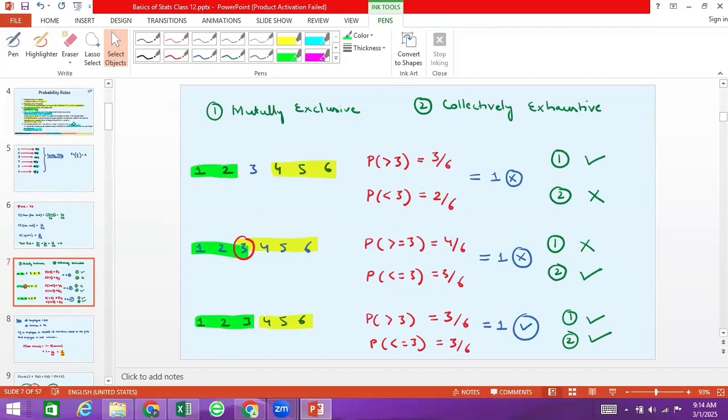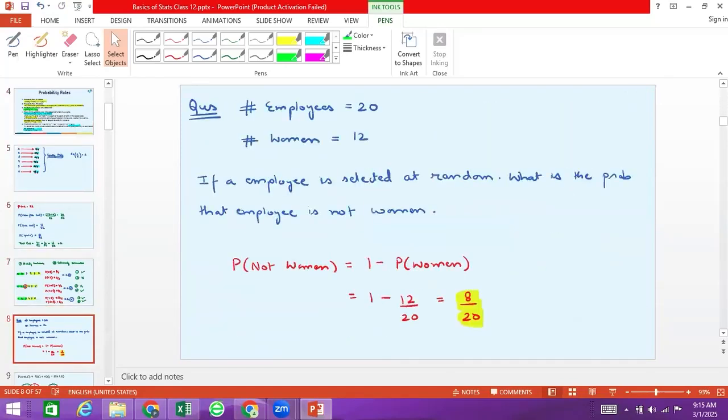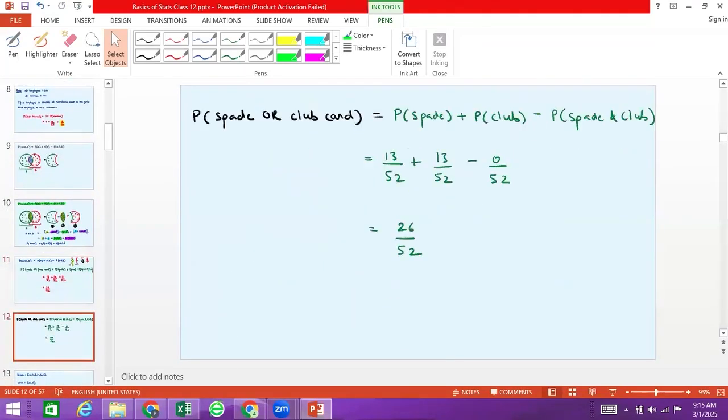Okay, so when both these conditions, mutually exclusive and collectively exhaustive, are satisfied, only then will this sum of probability equal to 1 be true, otherwise it will not be true. Okay, and then last, we were discussing probability of A and B equal to probability of A multiplied by probability of B. And this is for independent events, the events which are independent of each other. So I believe this is the question that we solved for that.